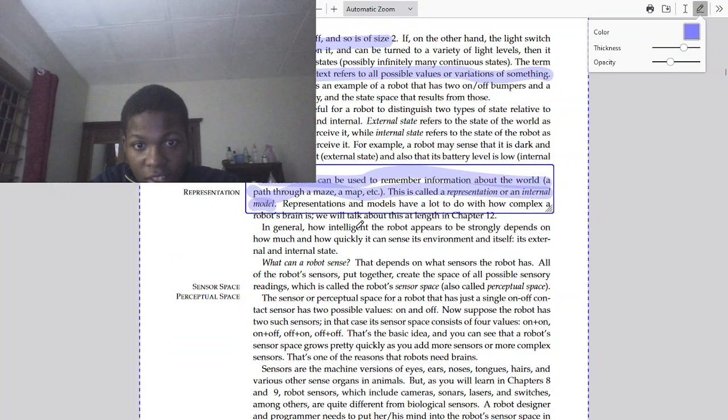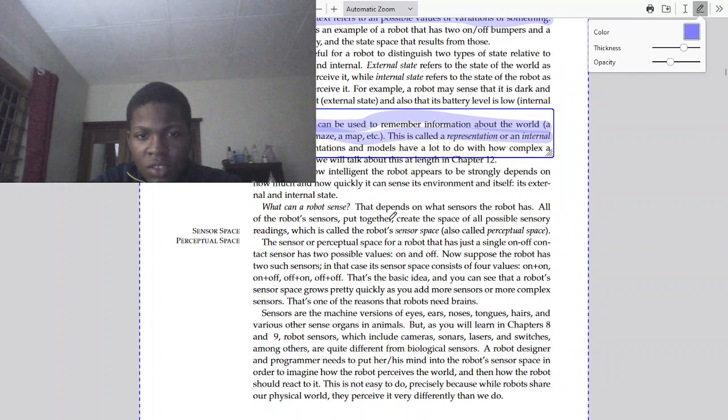Representations and models have a lot to do with how complex a robot's brain is. We'll talk about this in chapter 12. How intelligent the robot appears to be strongly depends on how much and how quickly it can sense information about itself. So it's external and internal state.